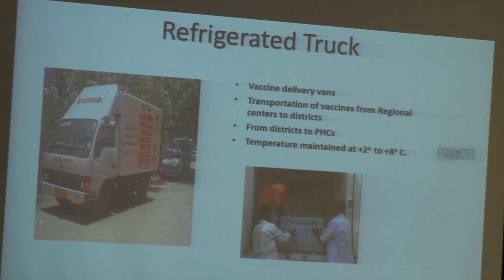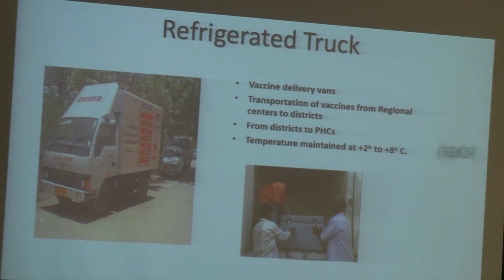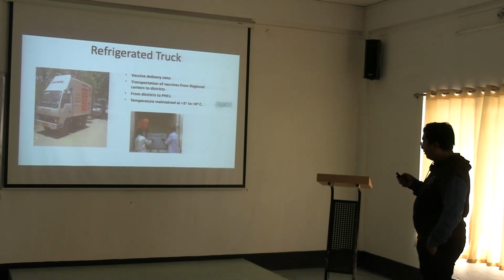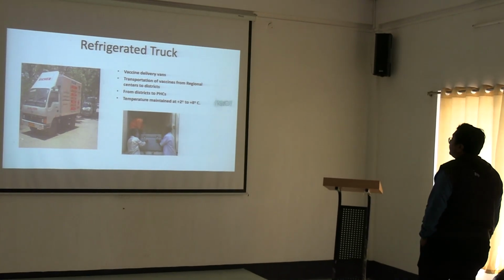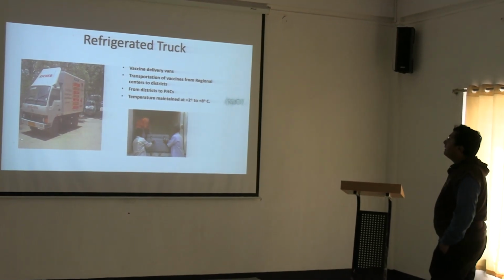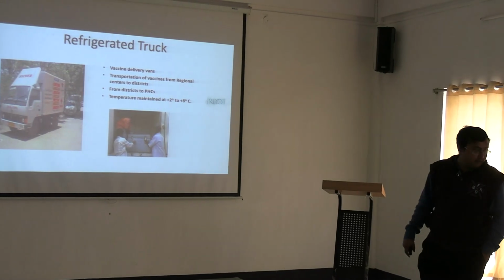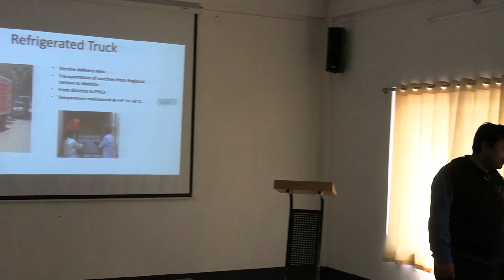Now coming to the refrigerated truck, usually these are central government provided. What is their role? To transport the vaccine from regional center to the district, temperature maintained at +2 to +8, sometimes less than so. That is why they are refrigerated. Insulated truck also looks the same, only they do not have active power for refrigeration.